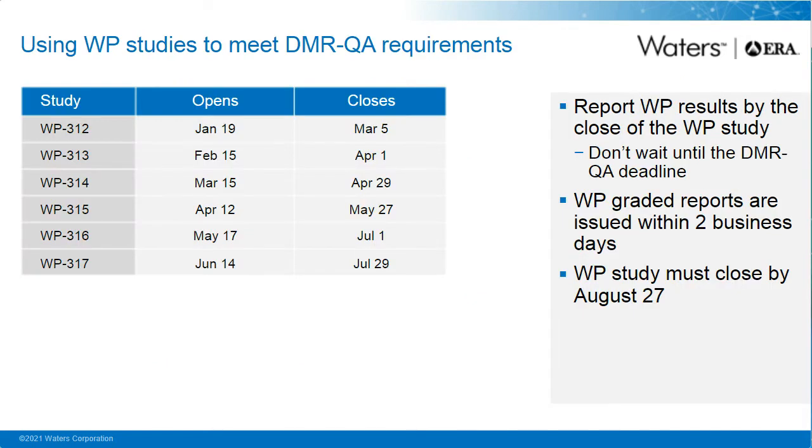As you may know, the EPA allows the use of WP studies to meet DMR-QA requirements. However, it's very important to report those results by the close of the WP study you are using and not wait until the August 27th close date for DMR-QA 41. One nice thing about WP studies is you get a graded report within 2 business days. And these 6 studies here can be used for DMR-QA this year. That means we have 2 left to choose from, along with the DMR-QA 41 study itself, of course.